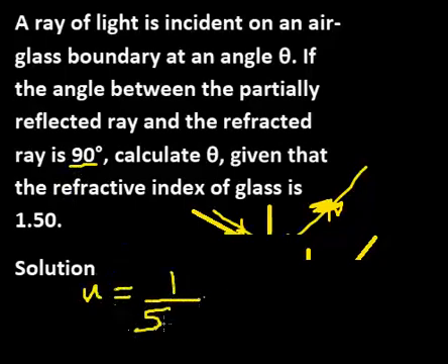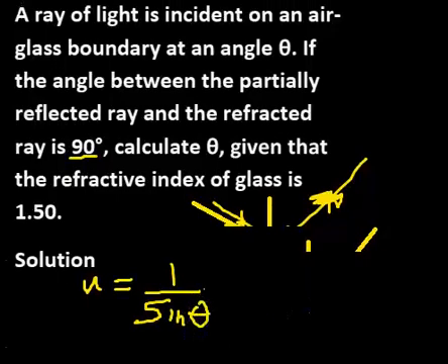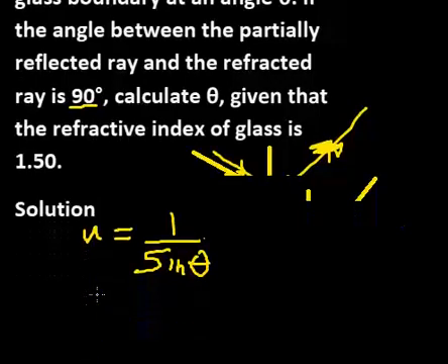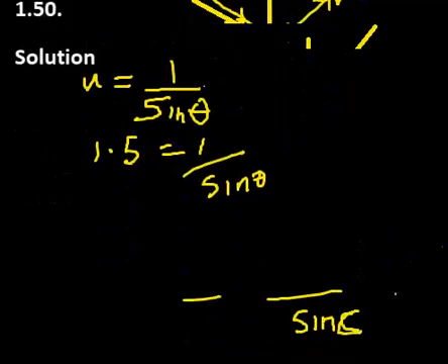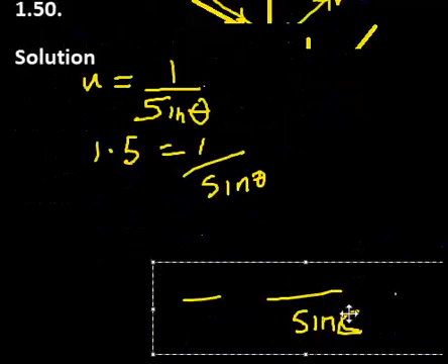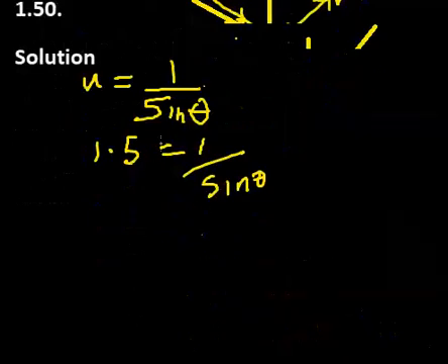Please take note. That c becomes the critical angle, and according to them, calculate the c. The c here, they call it theta. So that is going to be 1 all over sine theta. Putting the value according to the question, the refractive index is 1.5. So I'm going to have 1.5 equals 1 all over sine theta. If I actually want to get sine theta, all I need to do is find the reciprocal, so I will invert it. That will be sine theta now.